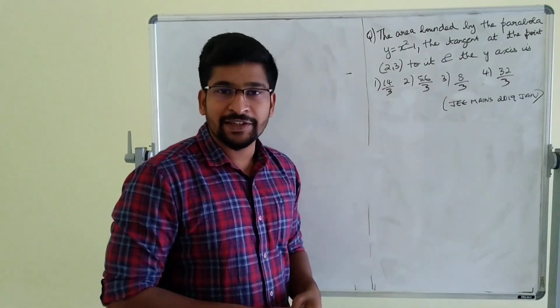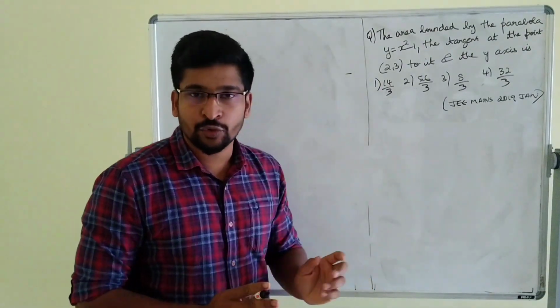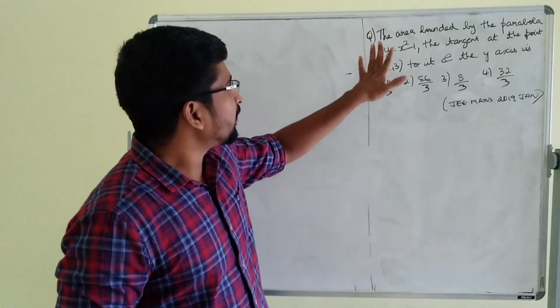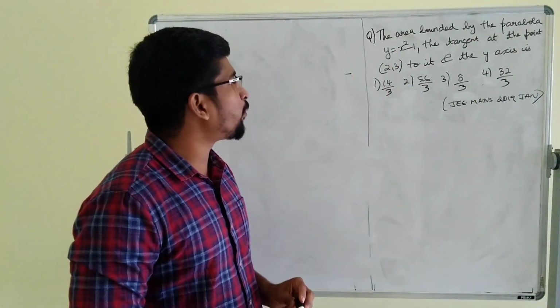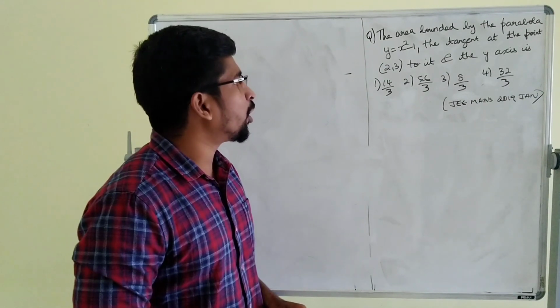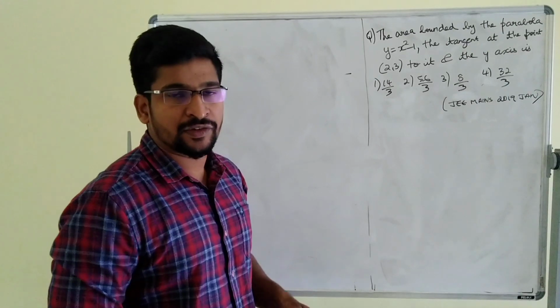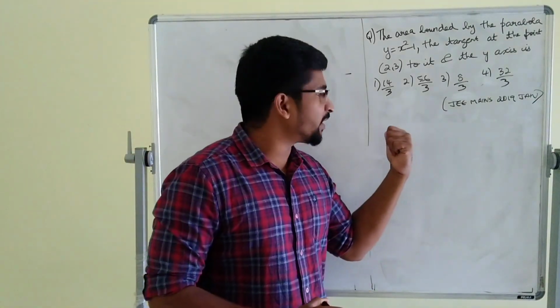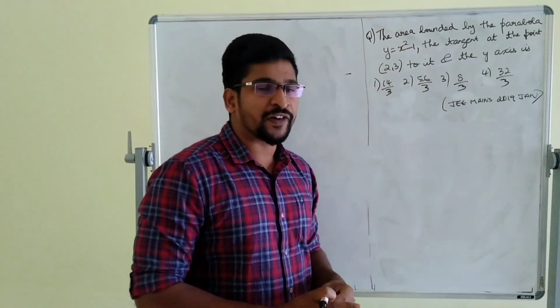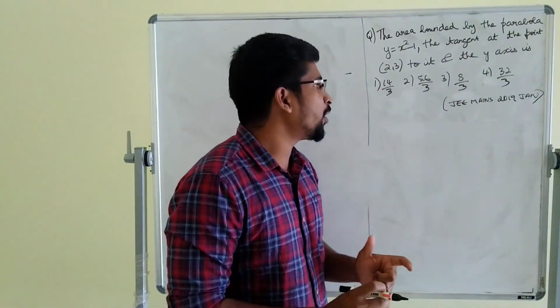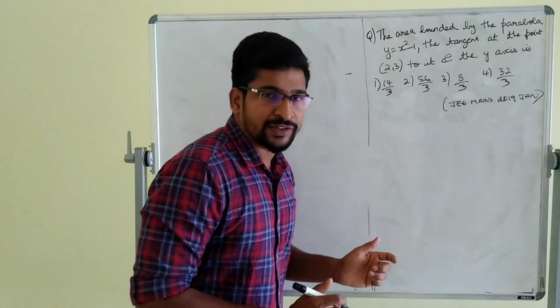In this video, I am going to discuss a question which was asked in JEE Mains 2019 January section. So let's go to the question. The question is: the area bounded by the parabola y is equal to x square minus 1, the tangent at the point (2, 3) to it, and the y-axis is: option 1, 14 by 3 square units; option 2, 56 by 3 square units; option 3, 8 by 3 square units; option 4, 32 by 3 square units.